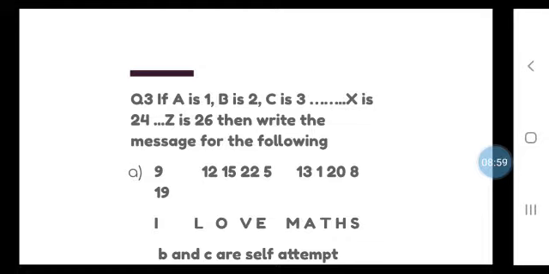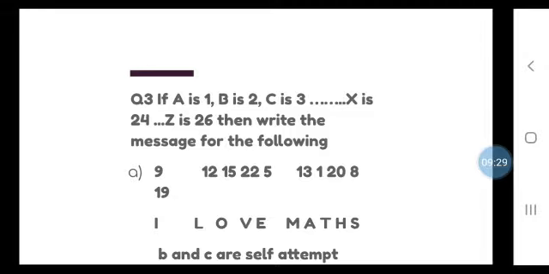The digit 9 stands for, let's count A, B, C, D, E, F, G, H, I. It's the 9th number. So the alphabet is I. What alphabet is for 12? Going ahead of I: J, K, L. Alphabet L. Similarly, 15 stands for O, 22 stands for V, and 5 stands for E.